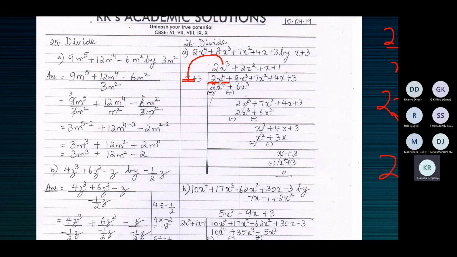Now again, as we did here, do the same thing. Divide 2x cubed by x. Always the denominator will be x, the first term of the divisor. The numerator will be the first term of the dividends, because we'll have many dividends. So the numerator is the first term of the dividends, and the denominator will always be the first term of the divisor.